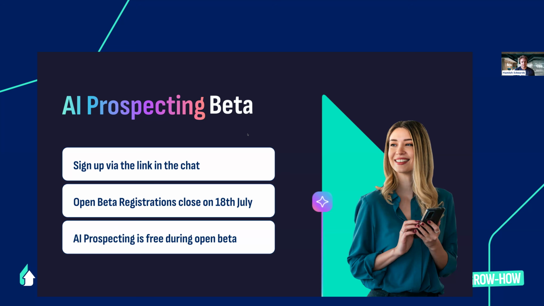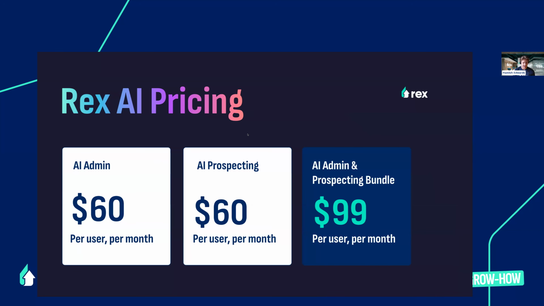Here we go. Sorry, that's a summary of what I just said. Sign up via the link. Open beta registrations close on the 18th of July. AI prospecting is going to be free for you during that period. After the beta ends for both AI prospecting and AI admin, they will be paid add-ons for your Rex subscription. And here's the pricing here. So AI admin is going to be $60 plus GST per user per month on top of the base cost of Rex CRM.